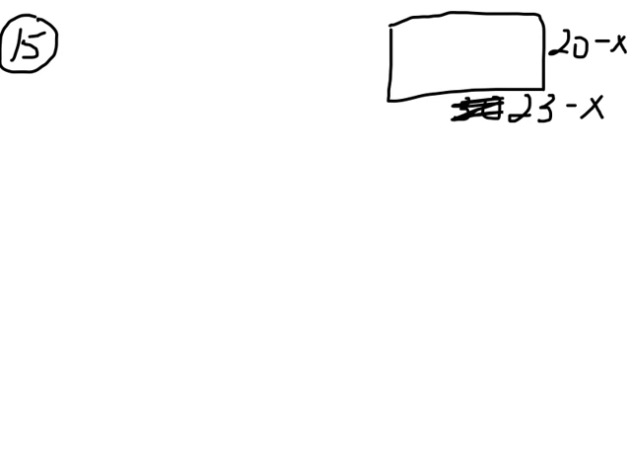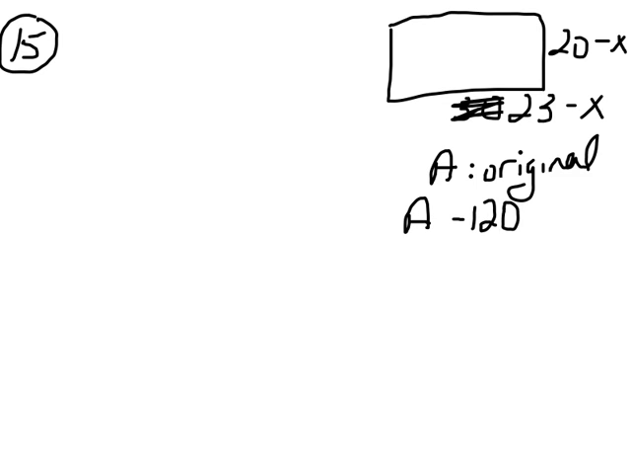When both dimensions were decreased by the same amount, the area of the rectangle decreased by 120 centimeters squared. So we have the original area, and we were going to subtract 120 centimeters squared from the area. Find the dimensions of the new rectangle.